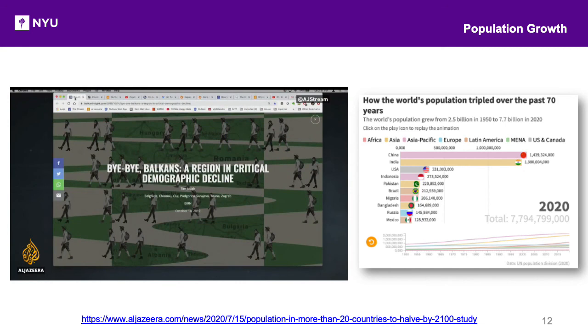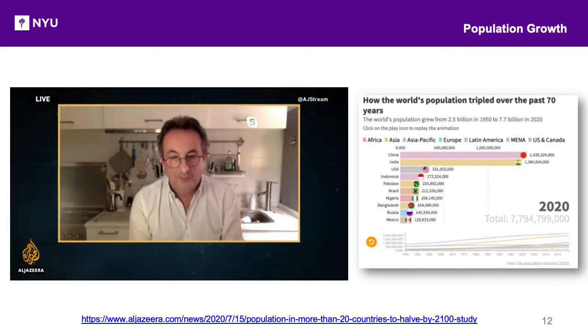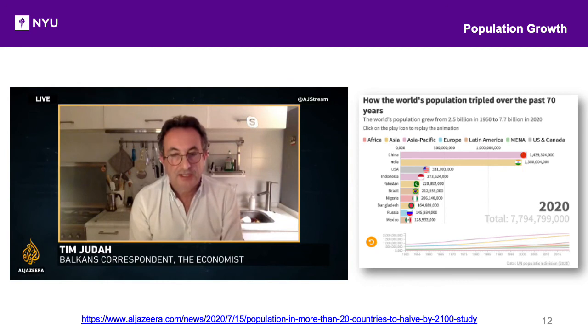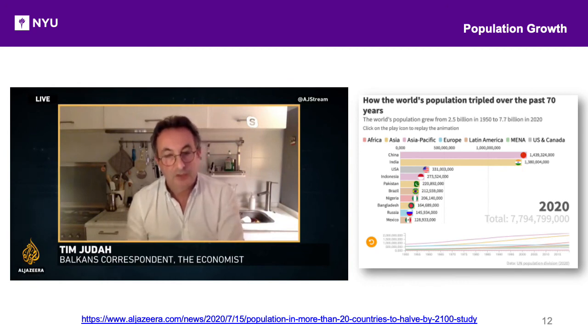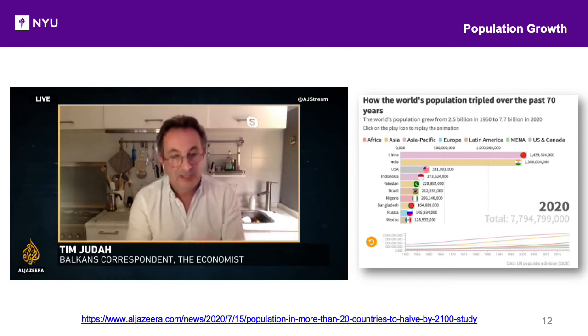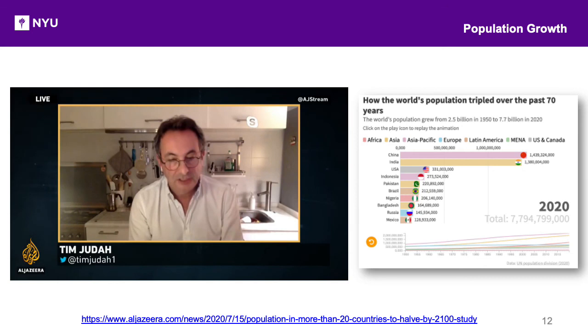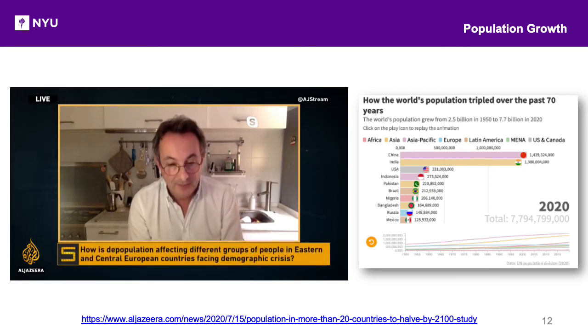Well, it's extremely serious. If you look at some of the projections for up to 2050, and you go back to 1989, so the period of the end of communism, by 2050, Bulgaria is projected to lose 39% of its population, Romania 30%, Serbia 24%, Bosnia and Herzegovina 29%.